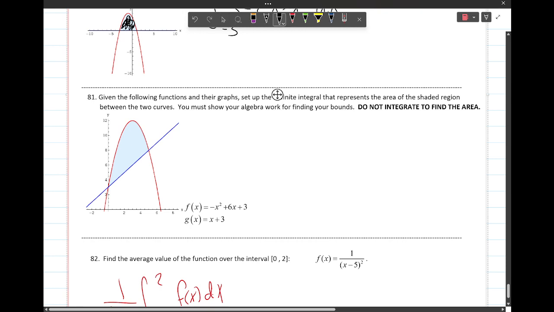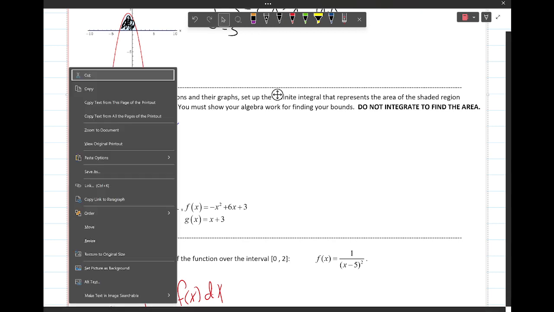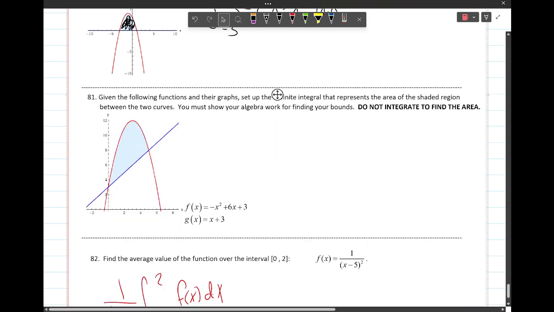So for 81, it's given the following functions and their graph setup. The definite integral is probably what that says. That represents the area of the shaded region between two curves. You must show your algebra for finding your bounds.